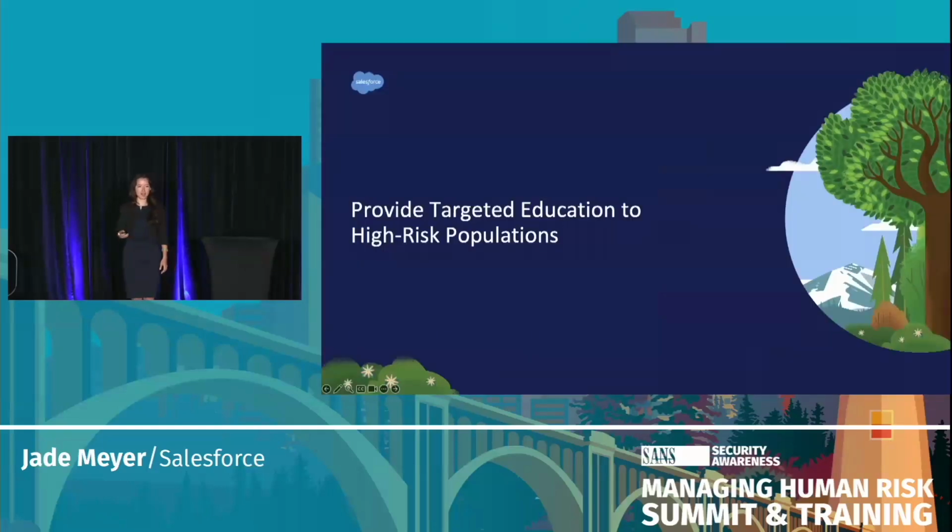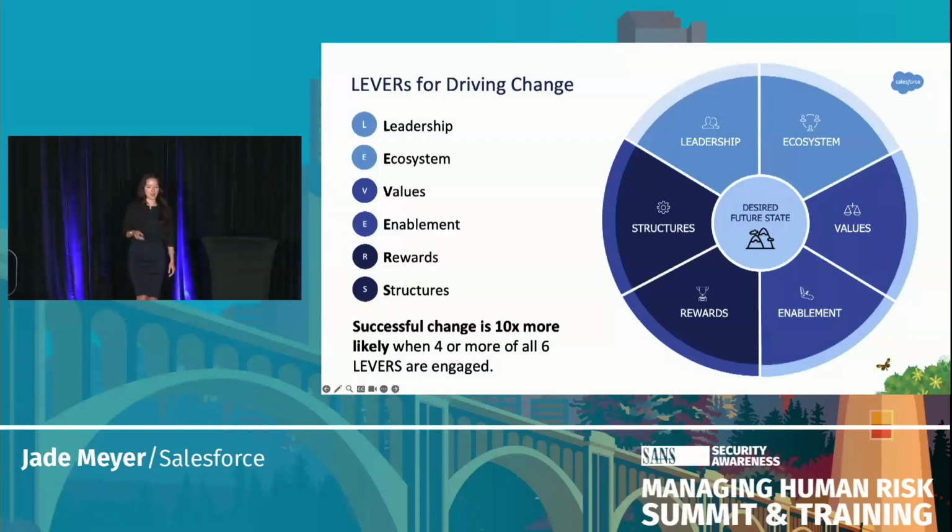All right, so next up, I will be talking about how we can provide targeted education to high-risk populations using this data. This is a framework developed by Salesforce's change management team, and it's typically applied to sales or services, but our team on security awareness aligns with them philosophically, and at the end of the day, our goal is to drive behavioral change, so this applies to us as well. The 6 pieces of this pie are leadership, ecosystem, values, enablement, rewards, and structures. And Salesforce has done the research and found that successful change is 10 times more likely when 4 or more of all 6 levers are engaged.